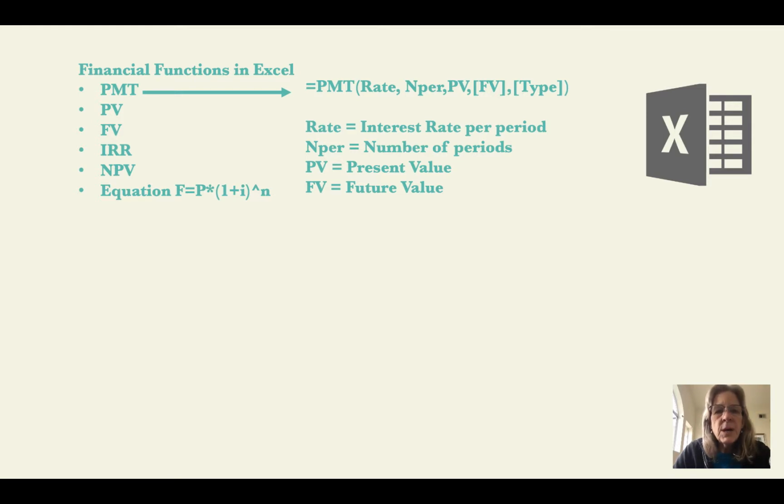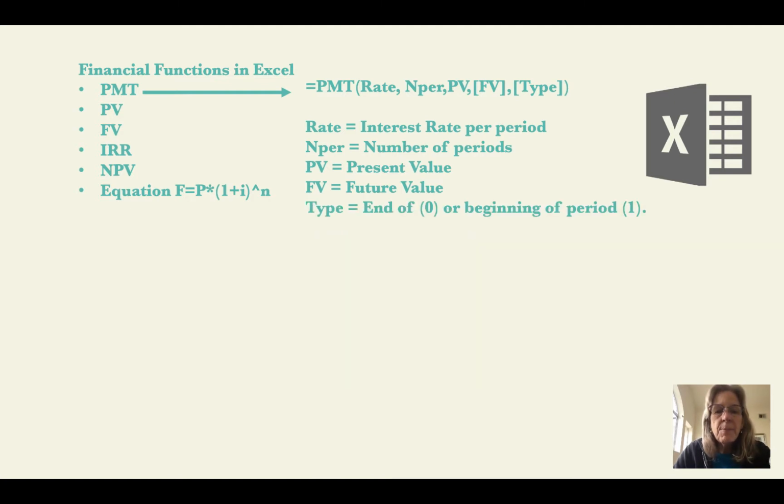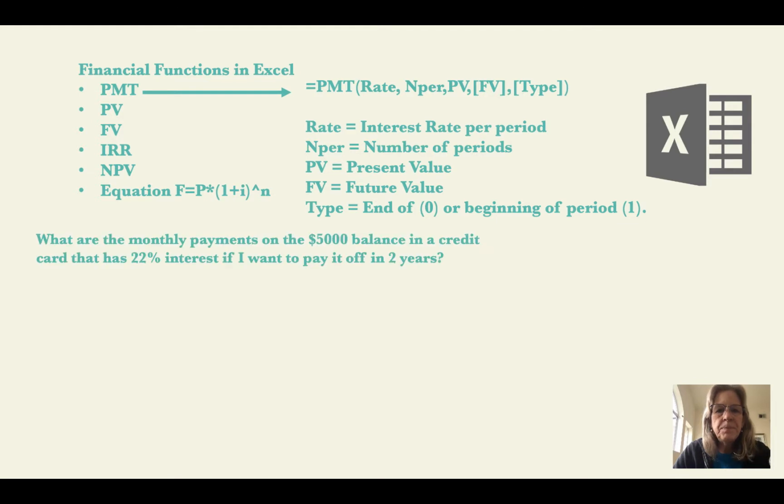But it's also in the function there. When it has brackets around items, those particular inputs are not necessary for the function. But if you're going to put it there, you can put it separated by commas. And then the next is type, where you define when the payments occur, if it's at the beginning of the period or the end of the period. So this is an example.